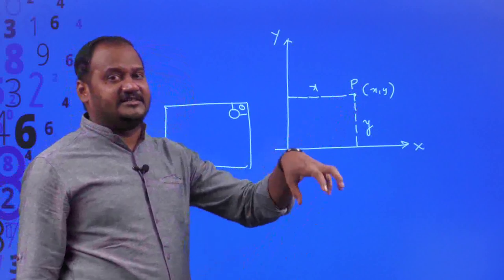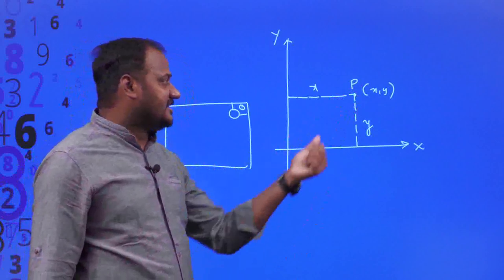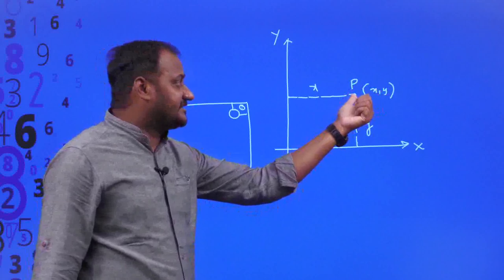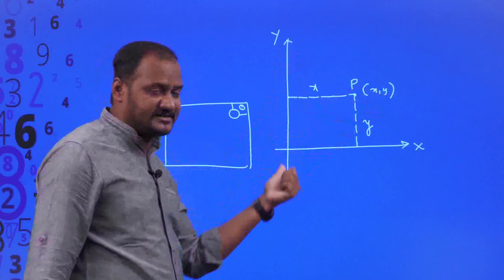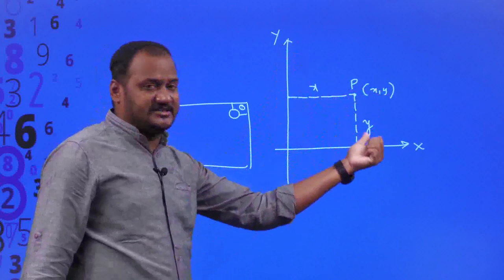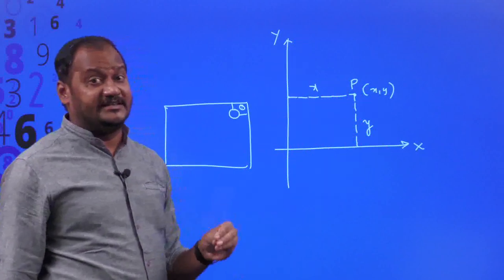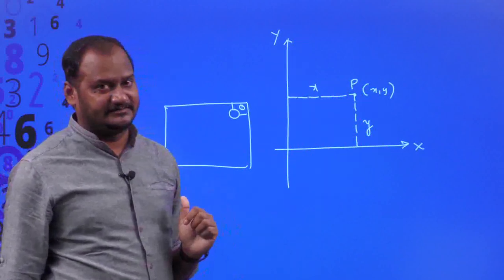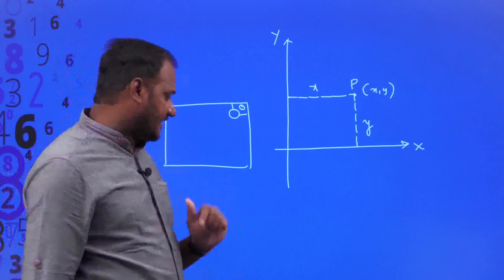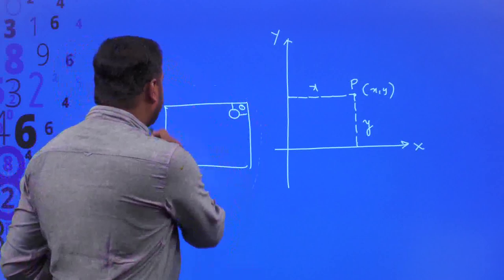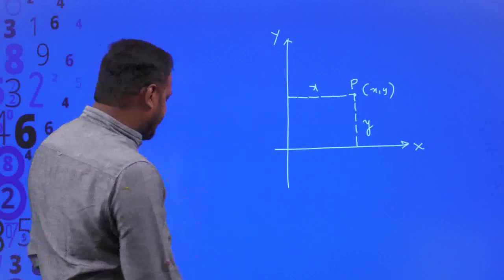How can you say that that is the location of the point? Because that point x comma y is exactly at x units distance from the y axis and y units distance from the x axis. Then only you can say that that point is x comma y. Did you understand? Right. So moving on to our concept here, that is the point x comma y.